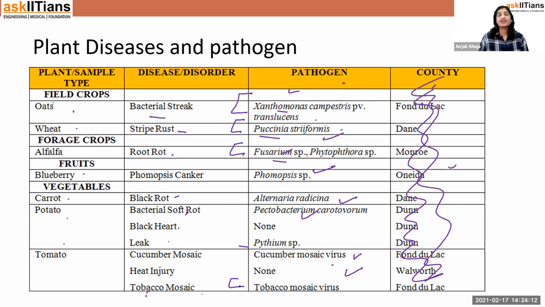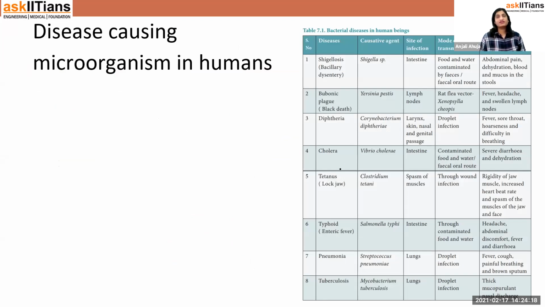The next thing I have to tell you is animal diseases and their causative agents. I have a table put up there giving really good detail. I am not sure whether you're able to see the right side area, but I will speak it. The first one is bacillary dysentery, caused by Shigella. The site of infection is the intestine, and the mode of infection is food and water. You will see abdominal pain, dehydration, and blood and mucus in the stool.